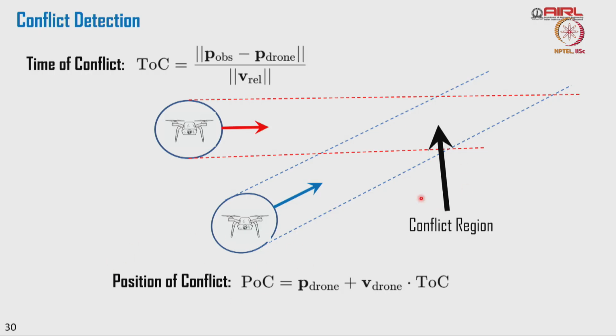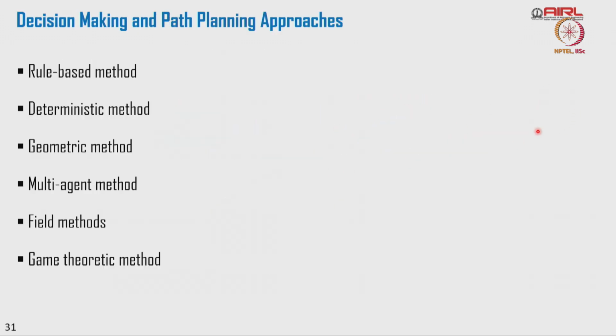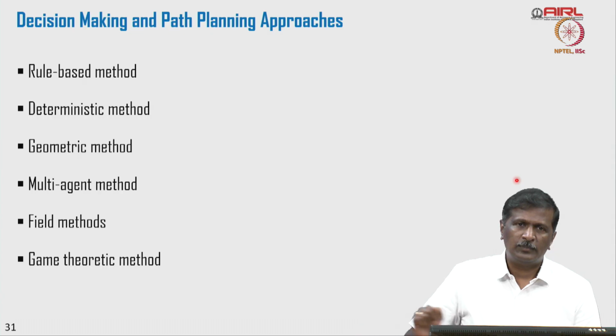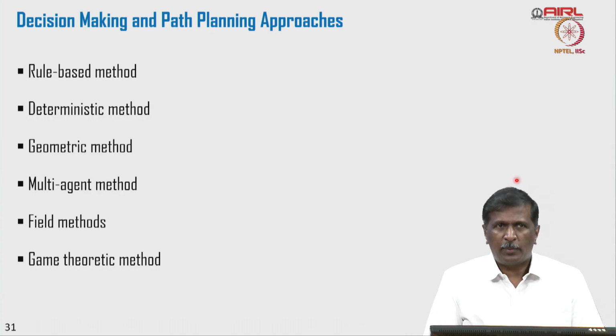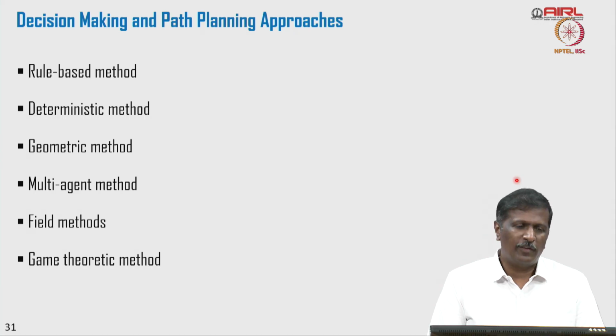Where is the position of conflict? My drone's position plus my velocity times the time of conflict will determine the zone of conflict. I can compute these two pieces of information. With that I can decide what should be my trajectory such that I can avoid the conflict zone. Now I have solved the problem of detection, conflict zone identification, and the location and time of conflict.